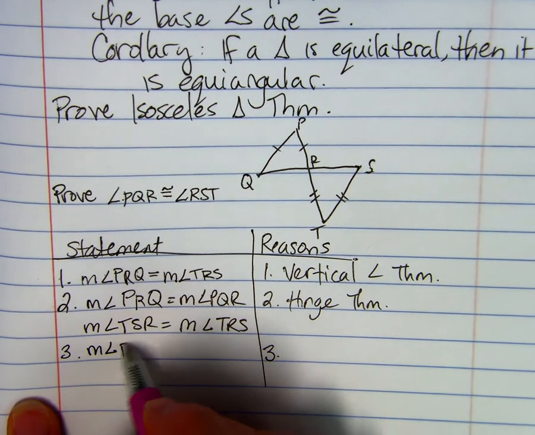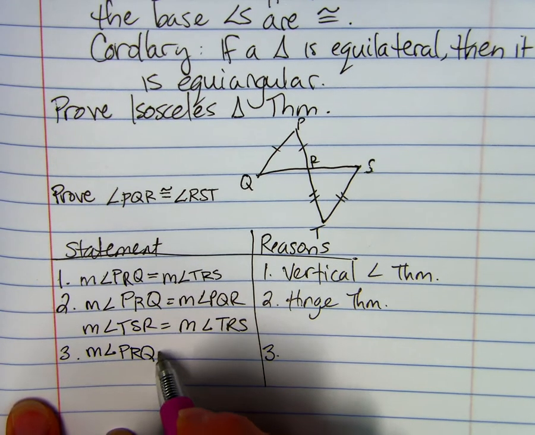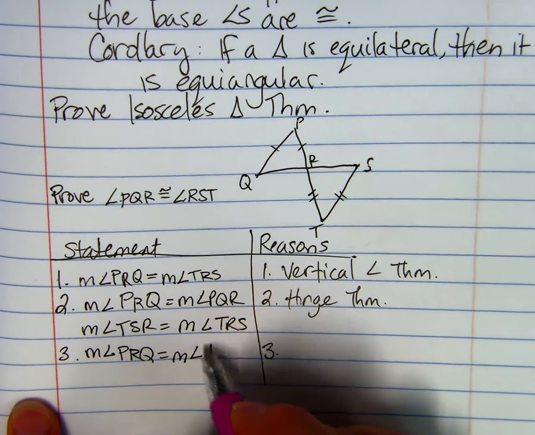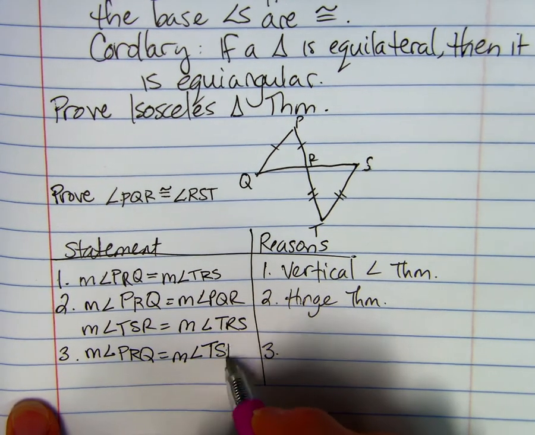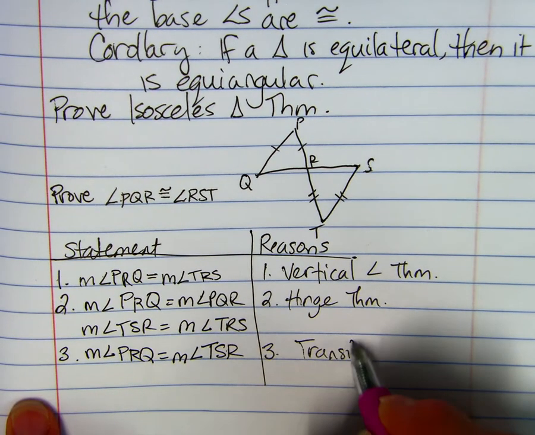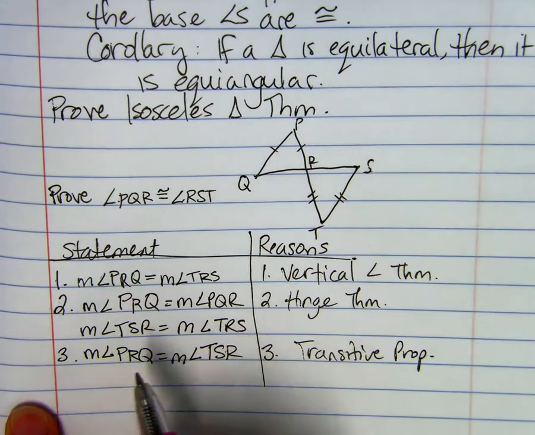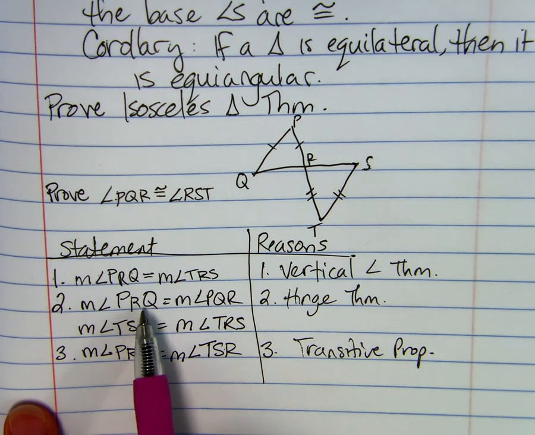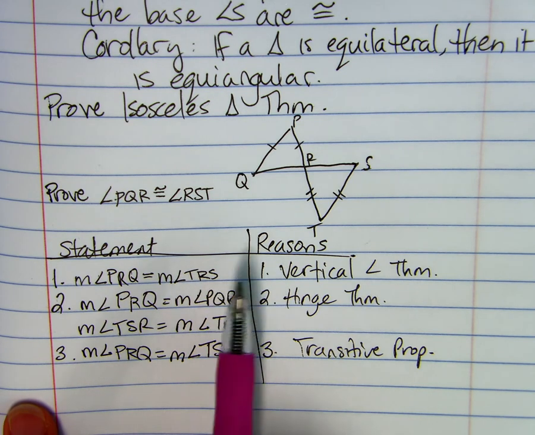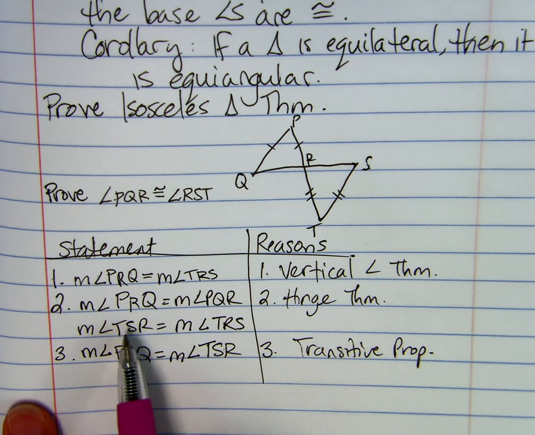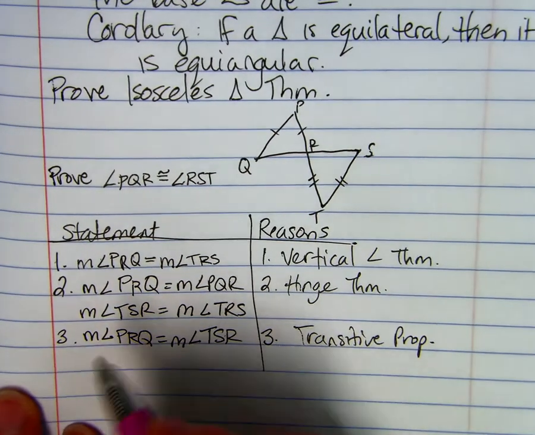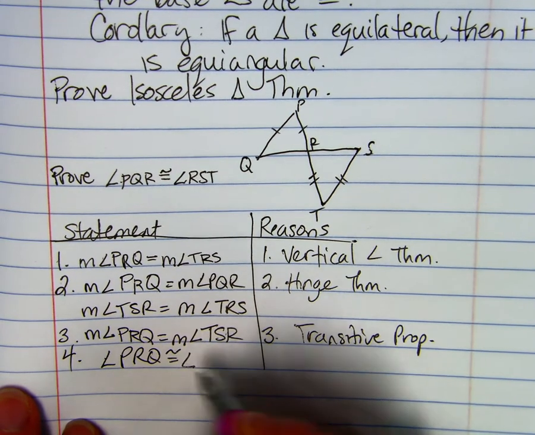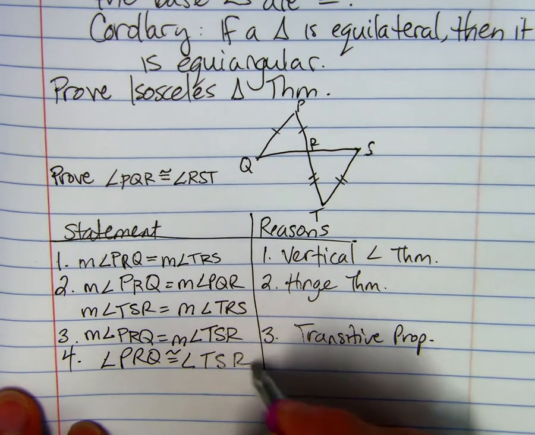So measure angle PRQ equals measure angle TSR by the transitive property. So since PRQ is equal to TRS and TRS is equal to TSR, then they're equal to each other. And last, they will be congruent by definition of congruent.